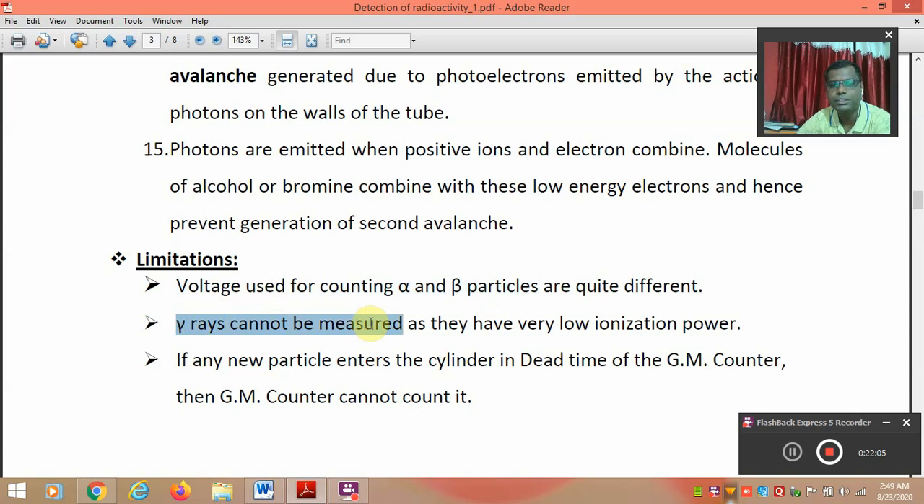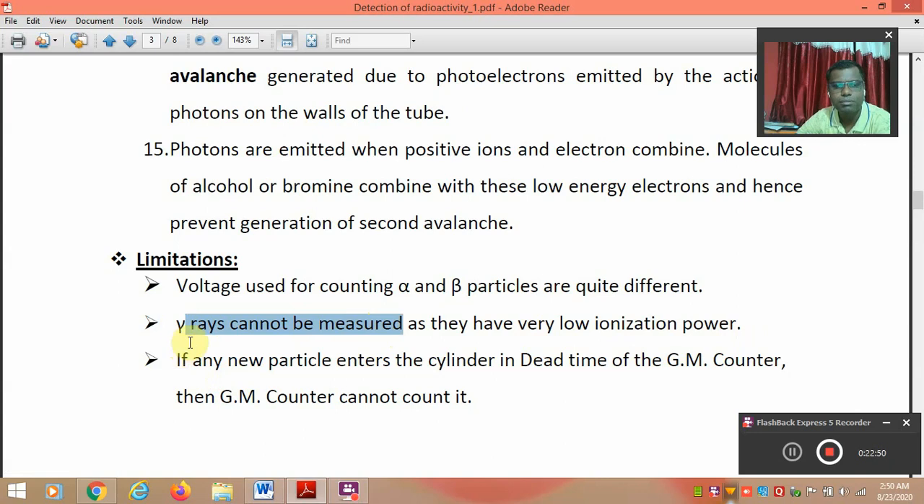Again, gamma radiations cannot be measured by this type of counter, the GM counter, because gamma radiations are not able to cause ionization. Because of the very low ionization power of gamma radiations or gamma particles, we are not able to detect or measure them when emitted by the radio element, as they are not able to ionize the argon in this counter.